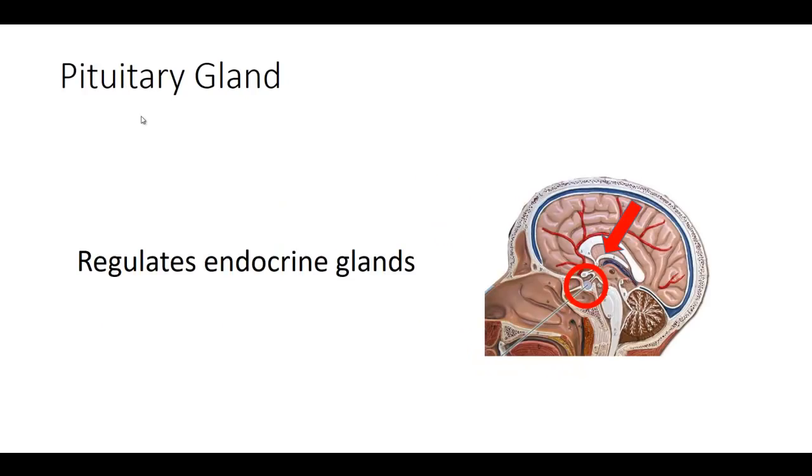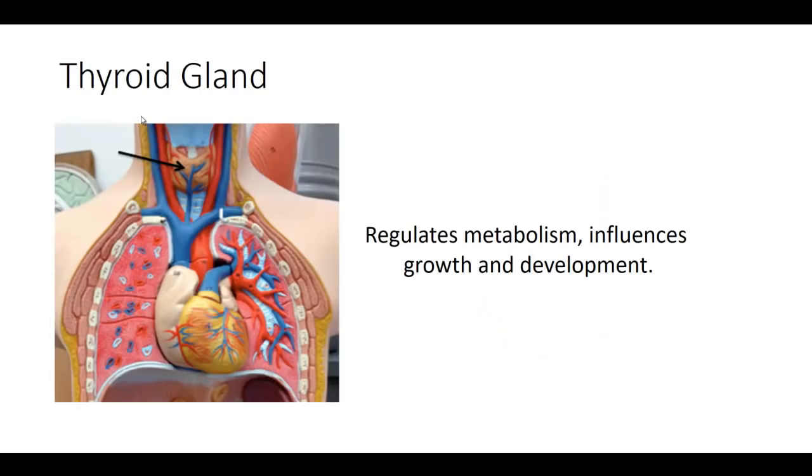Pituitary gland. The pituitary gland is kind of the main driver of the endocrine system. It regulates all of the other endocrine glands. So in this cutaway of a brain, you can see the part that's circled. That's where the pituitary gland is located. As we talked about in class a little bit, if you're growing very rapidly at a younger age, or if it happens when you're older, it's really determined by the pituitary gland.